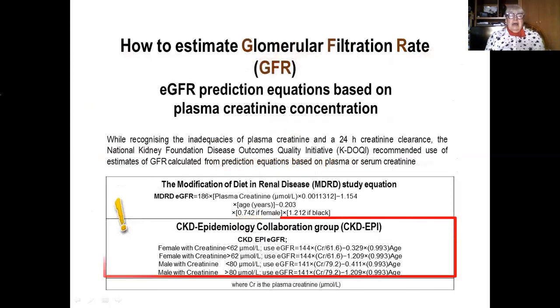So these signs in the blood you have to know. And for today, you have to estimate glomerular filtration rate, and you have to use the EPI formula, the Epidemiology Collaboration group, and by electronic devices and knowledge of the level of creatinine and the age and sex of the person, we may calculate it.